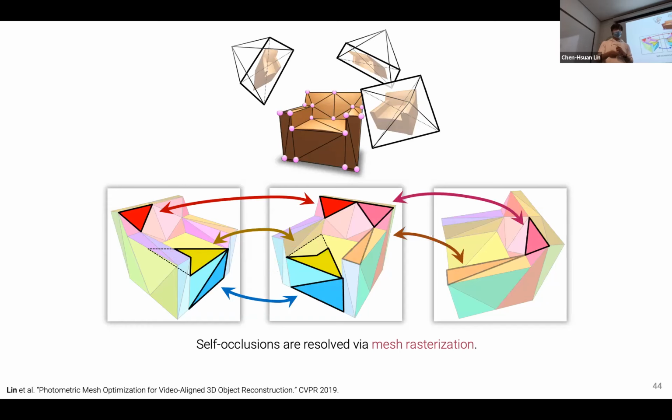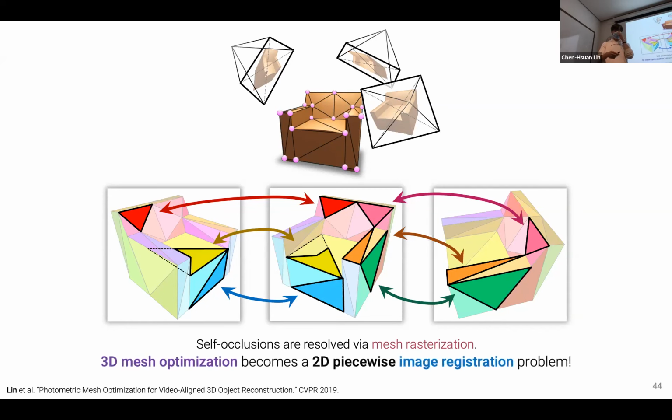And we do this for all the triangles that are being rasterized at different frames. So this entire mesh optimization process basically becomes a 2D piecewise image registration problem. A lot of methods can be dated back to Lucas-Kanade-like methods, and this can be taken care of using different methods that are out there. So this entire 3D mesh optimization problem can be related back to image alignment.